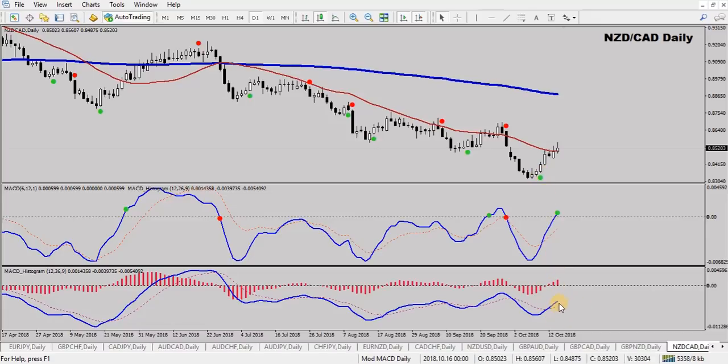So the standard MACD is in buy mode at the moment. It's also got a green QMP dot, and looks like we may close above the 25 SMA, so more than likely a buy trade tomorrow.